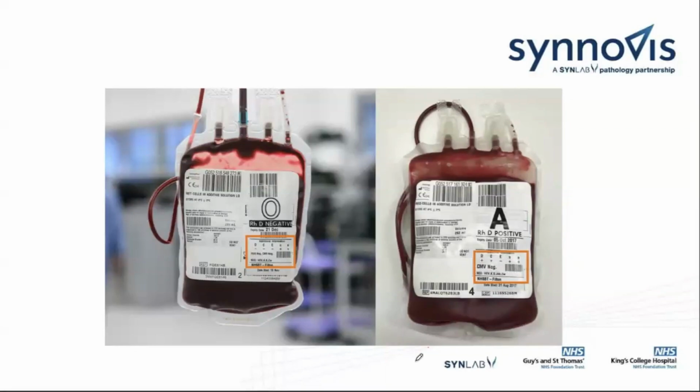So the one on the left is negative for K, S, and CW, and then the one on the right is K, S, JKB, and CW. So when we are selecting the blood for those patients with alloantibodies, we would be looking out for that information to make sure we select a suitable unit.